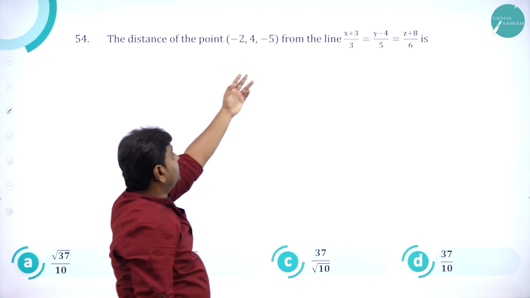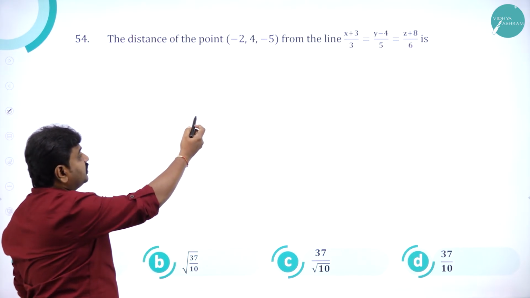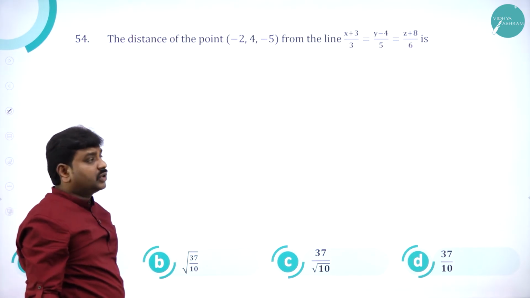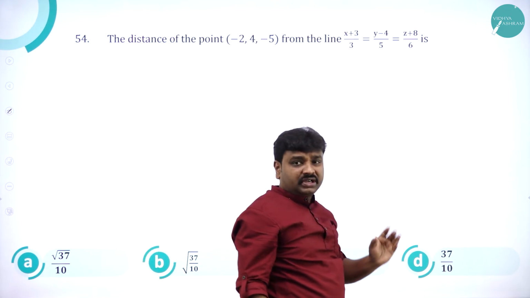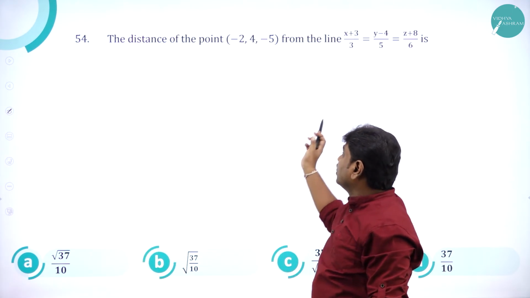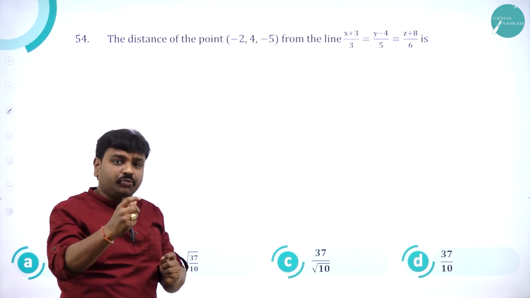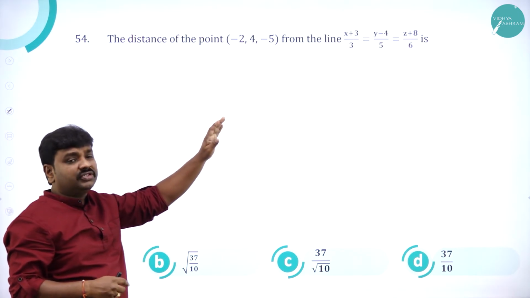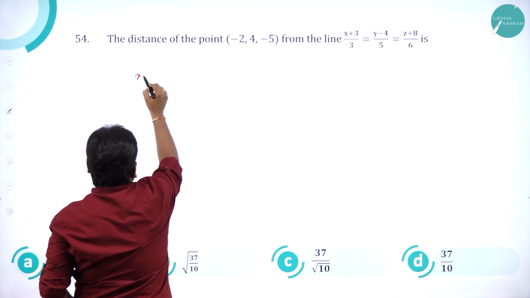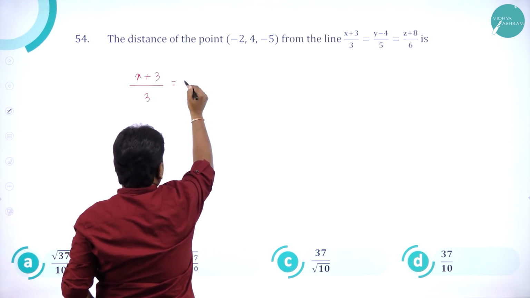distance of this point from the line. They gave a point and they want you to find distance of the point from the line. So now you find another point using lambda, equate it to lambda, get another point and apply distance formula for these two and you will get the answer. Distance of point from plane you have a ready-made formula, but distance of point from the line means, so I have to take x plus 3 by 3 is equal to lambda.